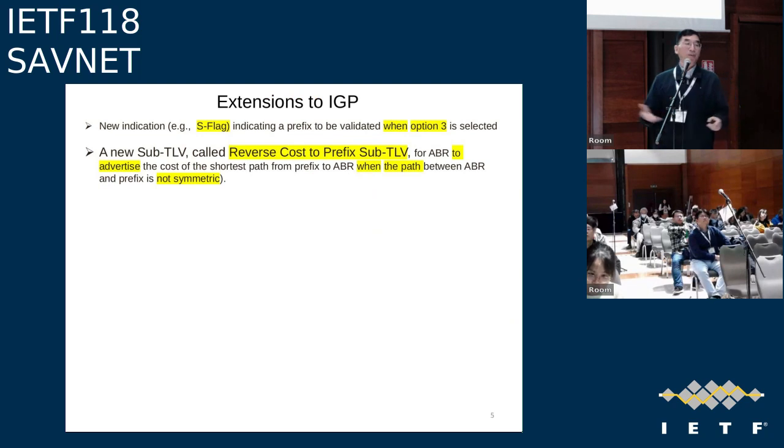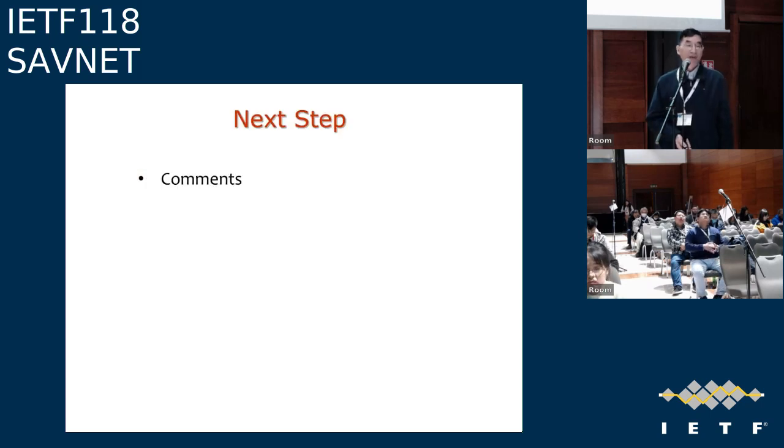So here we just propose extensions in short. If we select option three, then we indicate the prefix using some flag, and then indicate that this prefix will be validated if we configure it on some node. Another extension is that we distribute the reverse metric for the path between the ABR and the summary prefix. This is only used when the path is not symmetric. If it is symmetric, don't distribute anything. Yeah, that's all. So we welcome comments.